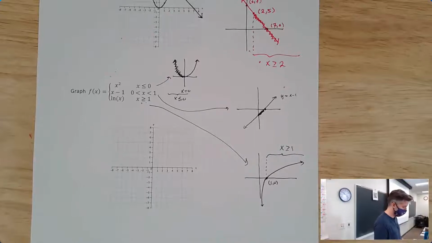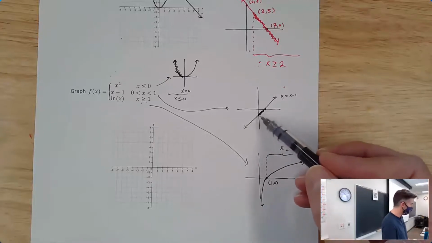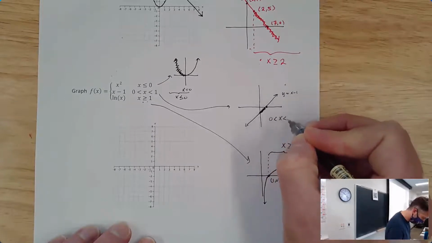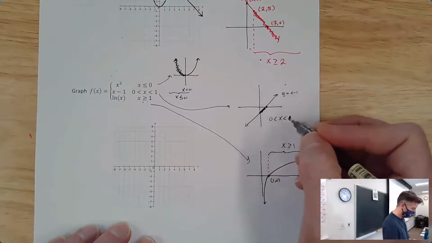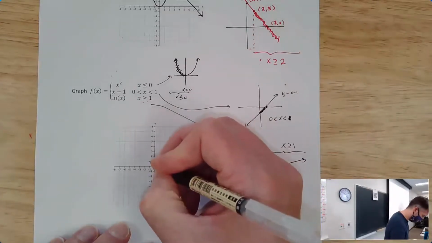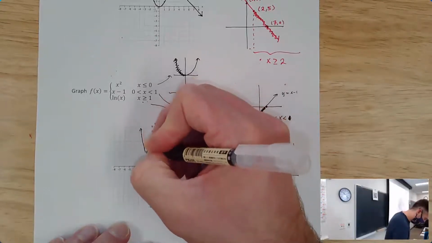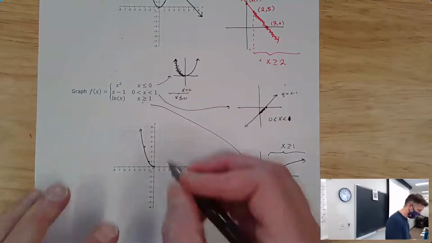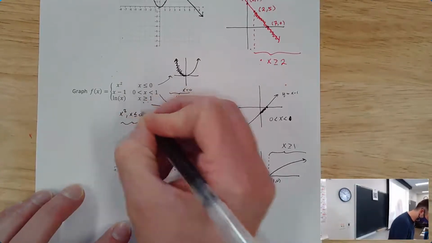So now we're going to put all the pieces together. And so I know that this is the part that's going to have the endpoints not included, because this is the one where x is between 0 and 1, but not getting either endpoint. This y equals x squared, we're going to have just this left half here. So 0, 0, negative 1, 1, negative 2, 4. There's my parabola where x is less than or equal to 0. There's my x squared where x is less than or equal to 0.